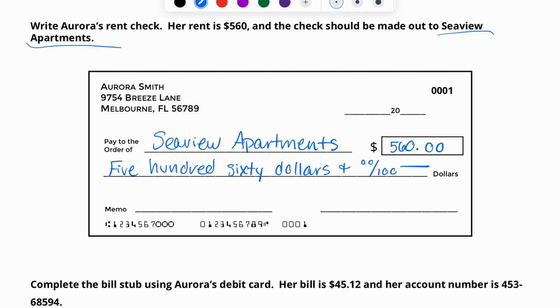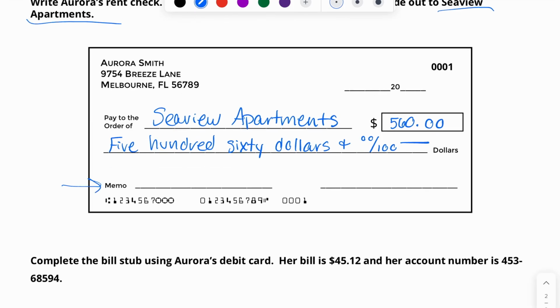The memo right here, that is for you to write what the check is for. If you have a lot of checks that you're paying, you might need to put a little note there so you remember what this is for. I'm just going to put in rent, since that's what this check is for. And then last, this little line right here is where you're going to sign her name. I'm just going to put her initials here because I'm not going to sign her name for her. But if you were writing out a check, that's where you would put your signature. Okay, so that is a quick reminder on how to write a check.